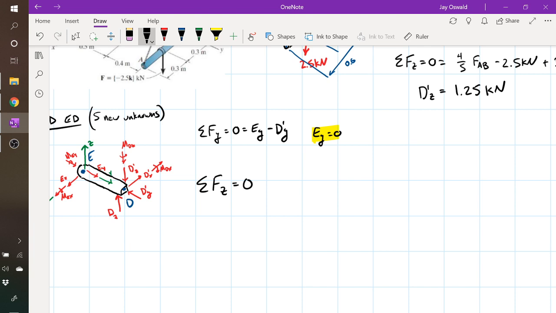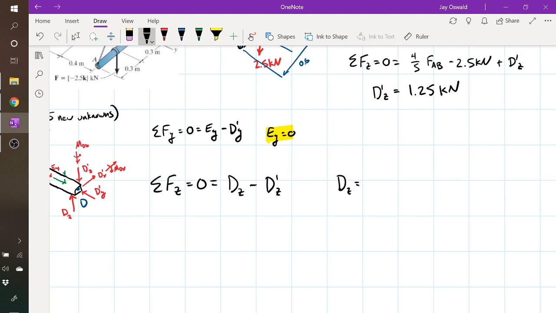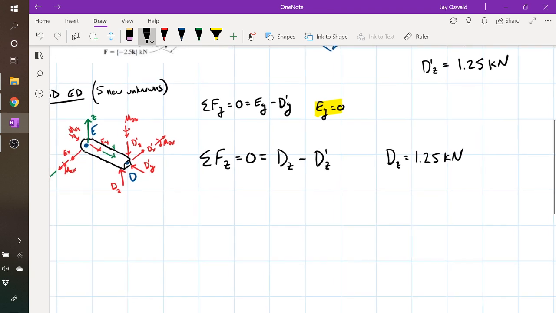So sum of forces in Z is equal to 0, is equal to dz minus d prime z, and d prime z therefore, or no, we knew that one. dz is equal to d prime z, which is equal to 1.25 kilonewtons. That's not something that was asked for.